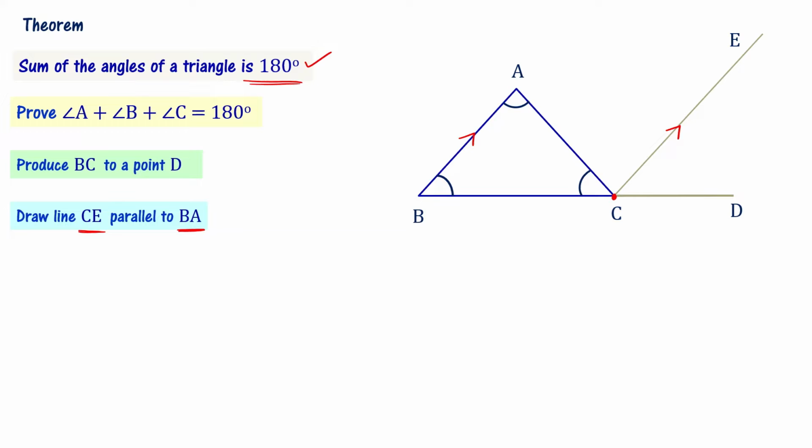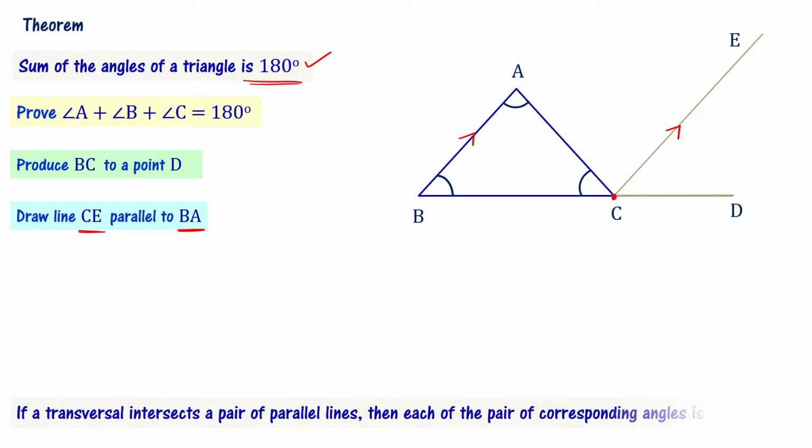Okay, now we have two parallel lines, and we learned about certain theorems based on parallel lines and a transversal intersecting, right? Let us make use of that. If a transversal intersects a pair of parallel lines, then each of the pair of corresponding angles is equal. అంటే ఎప్పుడైనా టూ ప్యారలల్ లైన్స్ ఉండి ఒక ట్రాన్స్వర్సల్ కనుక కట్ చేస్తుంటే ఆ ప్యారలల్ లైన్స్ని, then you can say that the corresponding angles are equal.